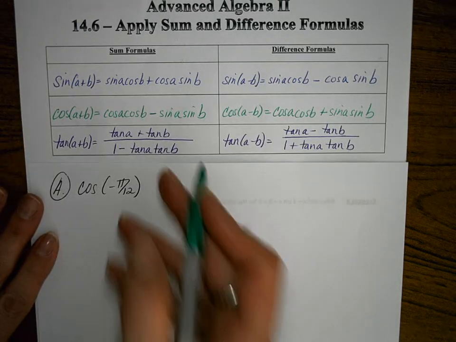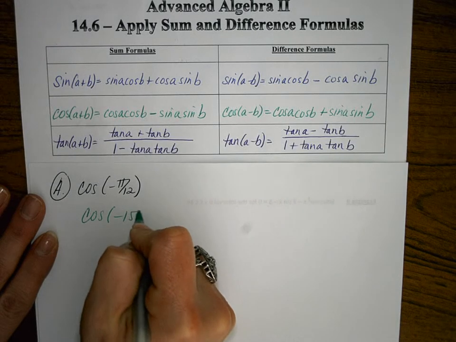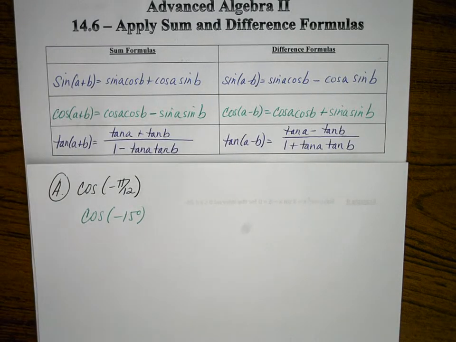15, absolutely. 180 divided by 12 is 15. So this is really the cosine of negative 15 degrees. Okay? And I absolutely agree with Matt that the cosine of negative 15 is going to be the same as the cosine of positive 15. Okay? Let's progress like we didn't notice that. Okay? Now, negative 15, is he a nice one?